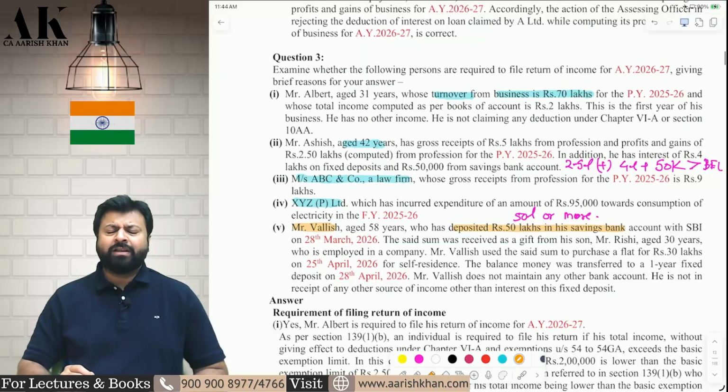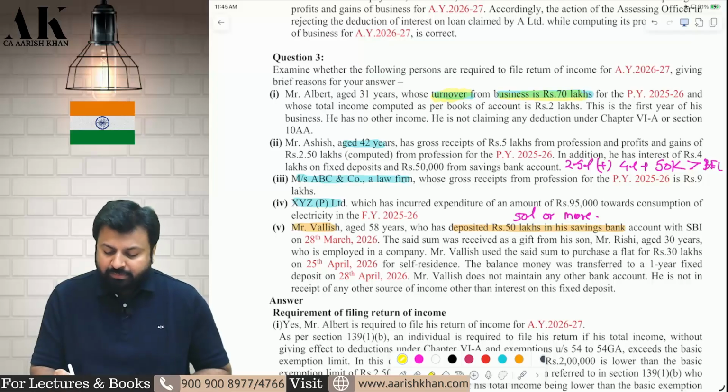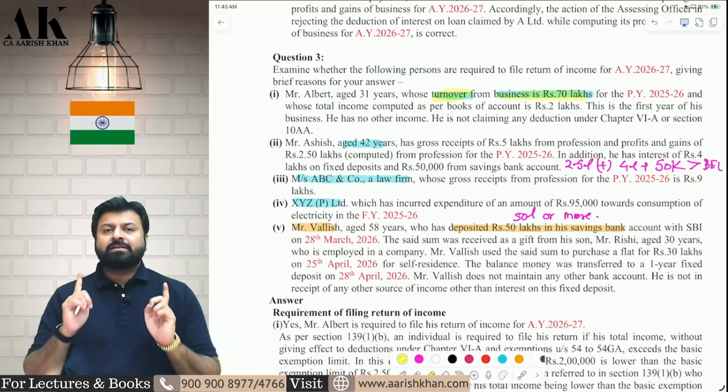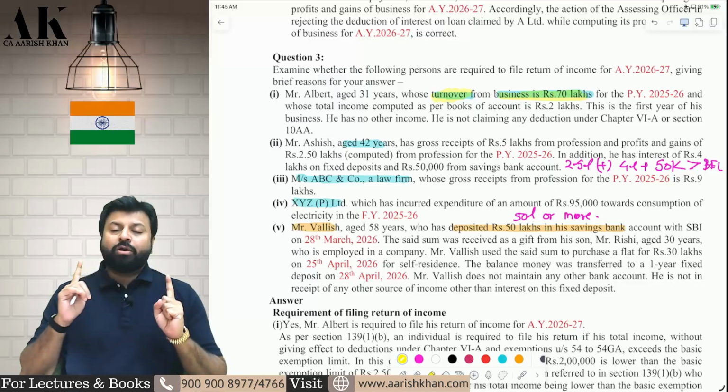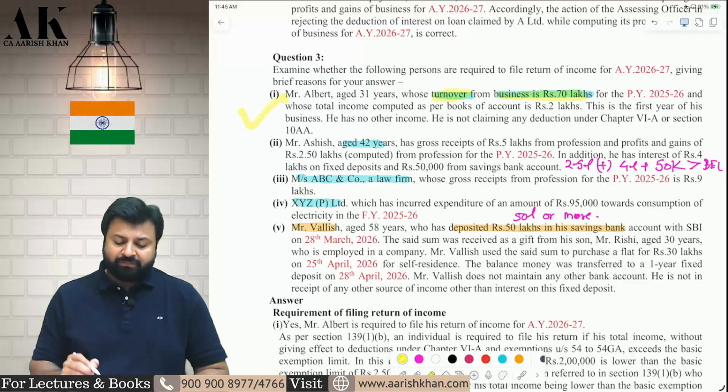Question number 3 is also very simple. There are 4 to 5 cases in which you are supposed to answer whether they are liable to file the income tax return or not, considering the situation. First assessee, Mr. Albert, whose turnover of business is more than 70 lakhs. Yes, any person whose business turnover is more than 60 lakh rupees is liable to file the return. Therefore, Mr. Albert is liable to file the return.